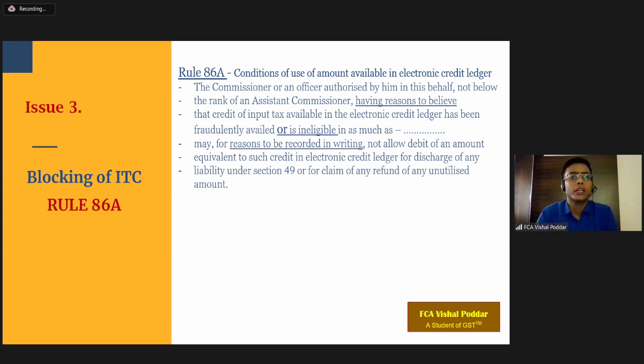You can always challenge his action of blocking the credit, because this rule, even if we accept it, still requires that they can do this only if they have reasons to believe. What do they have reasons to believe? That the credit of input tax, which is available in your credit ledger, has been fraudulently availed or is ineligible. Now again, when they are alleging that there is fraud, they have to prove the fraud. Once they are alleging fraud, it is their responsibility to prove it. So again, you can take this particular stand that they are supposed to prove that it is fraudulent. Or if they are contending that it is ineligible, they have to prove it as ineligible.